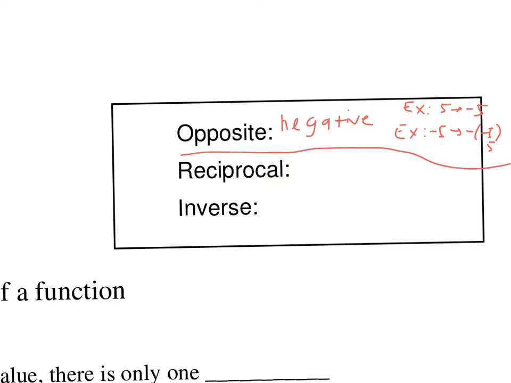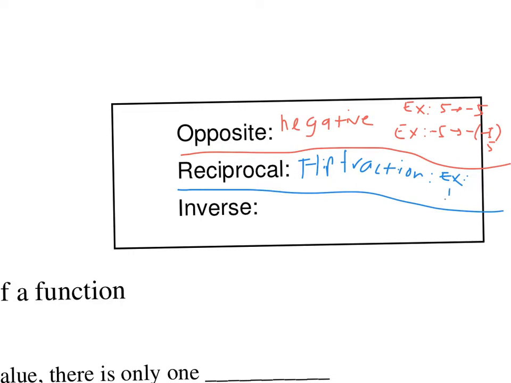And we don't want to confuse that with reciprocal. Reciprocal means flip the fraction. For example, you would go from 1 over 2 to 2 over 1. Notice all I did there was flip the fraction. I did not change the sign this time because the definition of reciprocal is just flip the fraction.